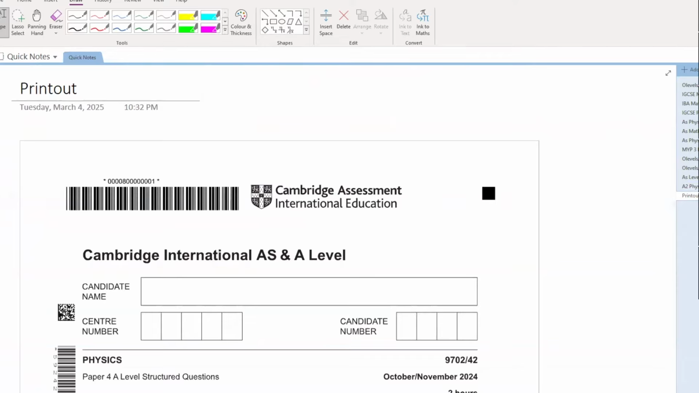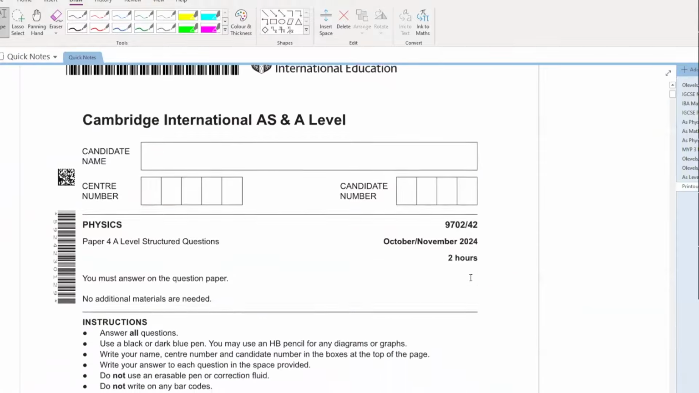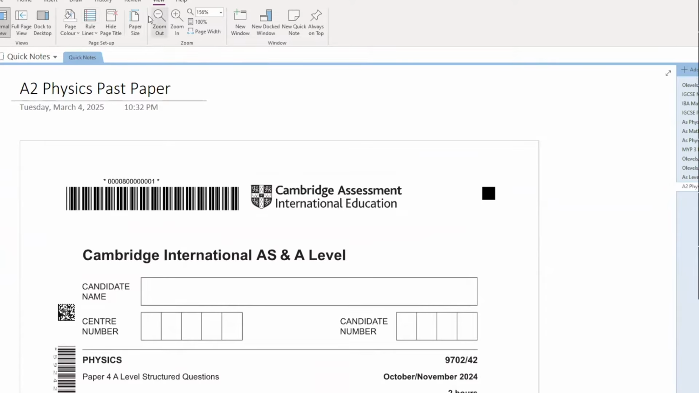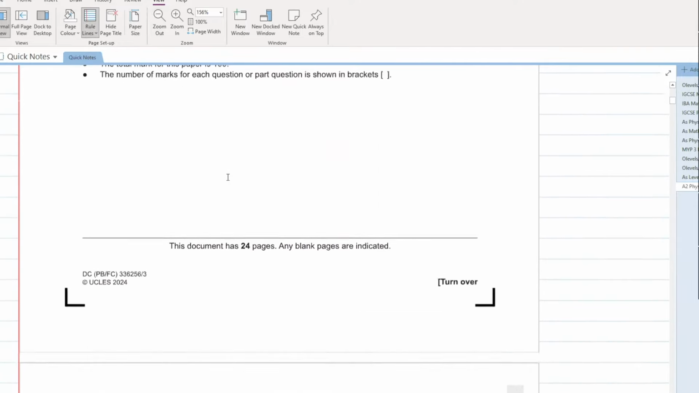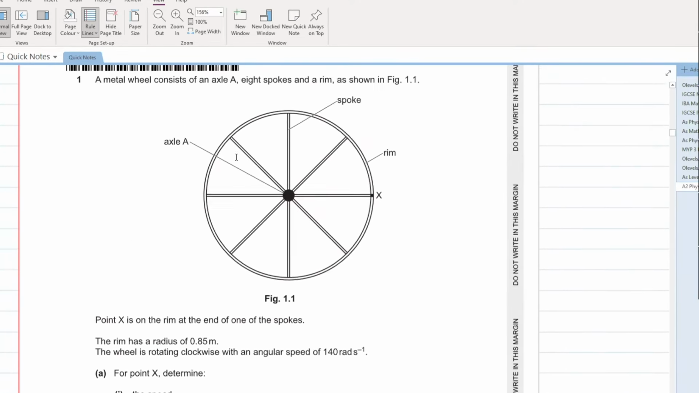Let's see this. We have this paper, October November 2024, paper 4, variant 2. Please, every one of you, take out this paper. Let's see this, we'll look at this paper very easily. You have some constants, you have some formulas as usual.